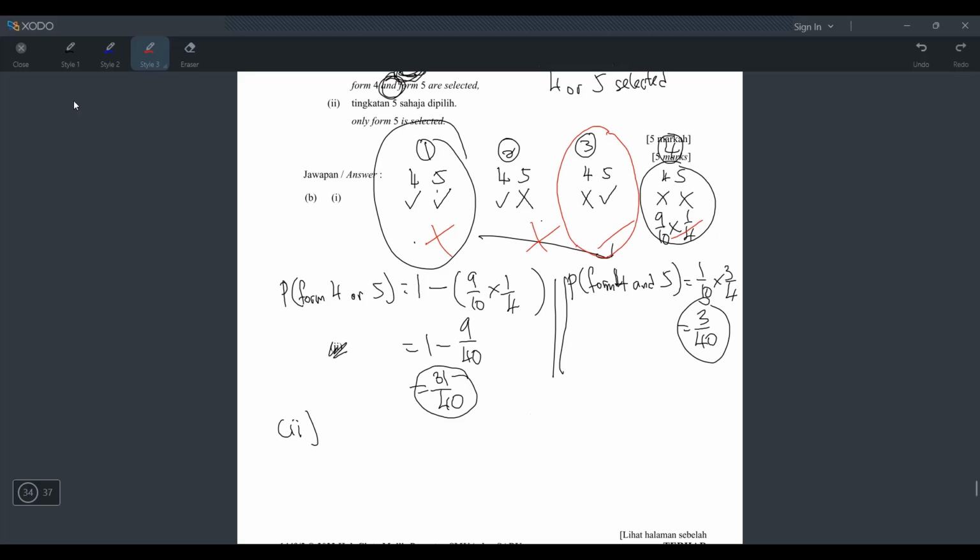So how do we write this? We will write the probability of from 5 only. Let's put the word "only" from 5 selected.